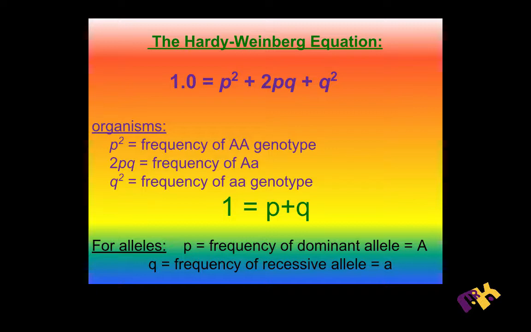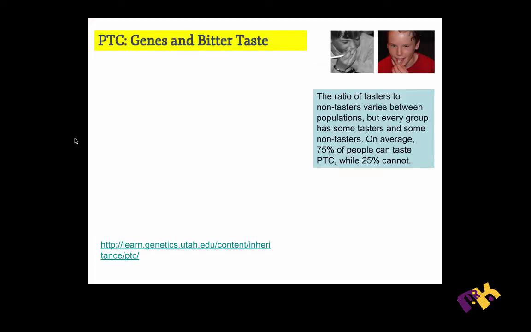All right, so for alleles, again, the little p is the frequency of the dominant allele, like big A, and q is the frequency of the recessive allele, little a. Okay, so how might this be useful? How might we use this?